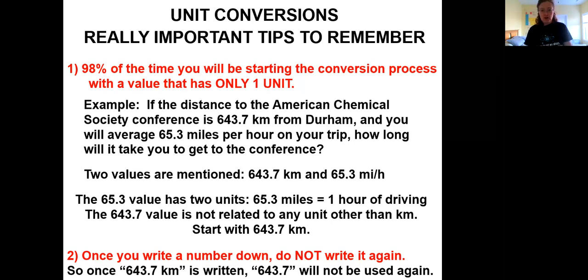You determine which way to write your conversion factors, which unit will go on the bottom, based on which unit you start with to cancel out. Don't start with something that has 2 units in it, because then you don't know which one to put on top and bottom. Start with the guy who has only 1 unit. Then, as I said before, once you write a number down, do not write it again. Once 643.7 kilometers is written down, you never use 643.7 again.